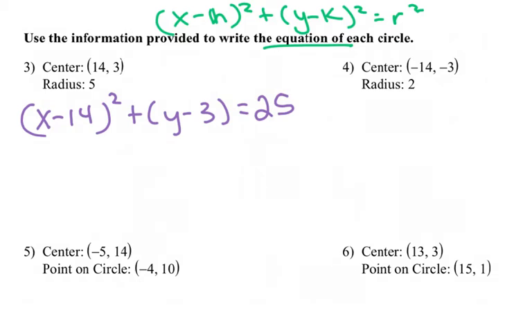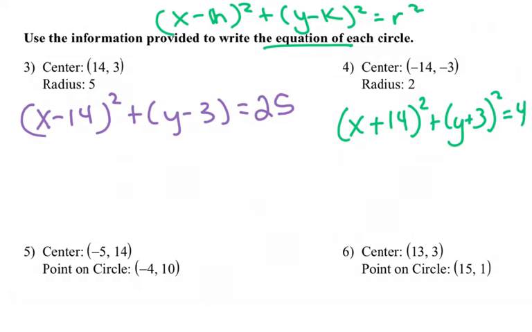So when you have equations like 3 and 4, it's really pretty easy to put that together until you write the wrong letter. x minus -14, so that's x plus 14. And then y plus 3. Don't forget to put square on there.